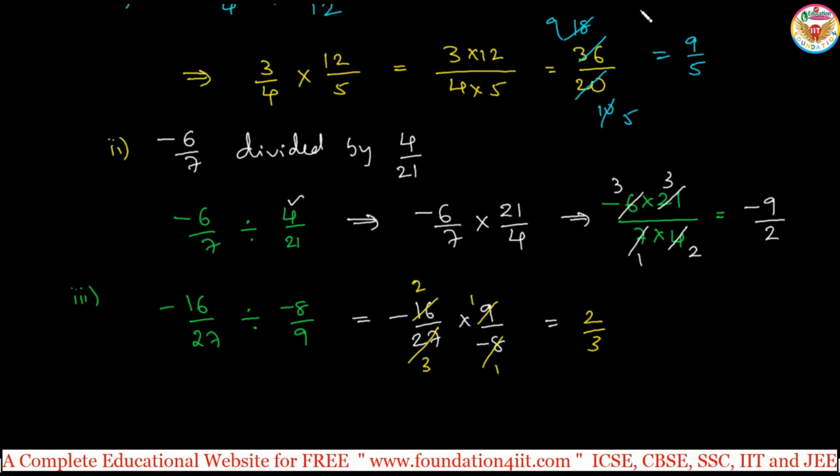Now we'll see some properties. What are the properties that exist in this division of rational numbers? Properties of division of rational numbers. So let us see what properties exist in the division of rational numbers. First one, we know the closure property, right? So this closure property is: if a rational number is divided by another non-zero rational number.